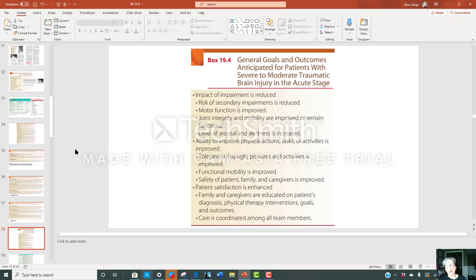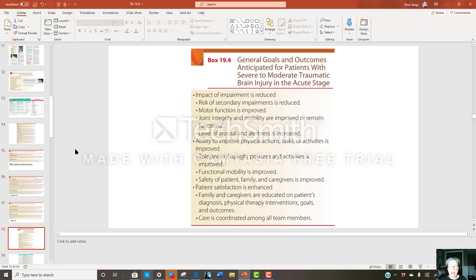Okay, box 19.4. General goals and outcomes anticipated for patients with severe to moderate traumatic brain injury in the acute stage. Impact of impairment is reduced. These are goals. These are things that you want to write your goals. Risk of secondary impairments is reduced. Motor function is improved. Joint integrity and mobility are improved or remain functional. Level of arousal and alertness is increased.